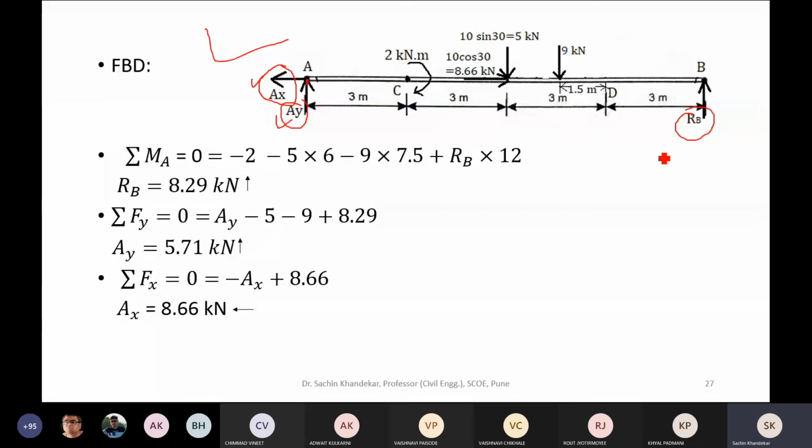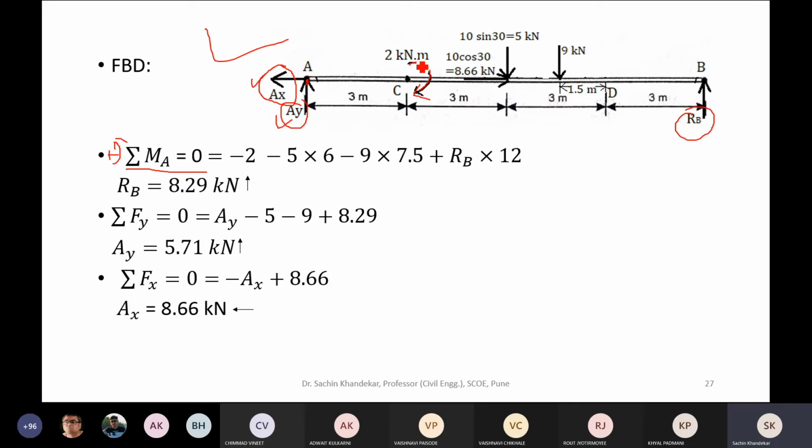So applying summation MA is equal to 0, and of course we are choosing our usual sign convention, that means anti-clockwise as positive. As the entire beam is in equilibrium, and A is a hinge support, we know at hinge support the moment is 0 because it allows rotation. Now let us take moment of each force about point A. First I'm going to take moment of this couple. This is a couple which is applied in clockwise direction.